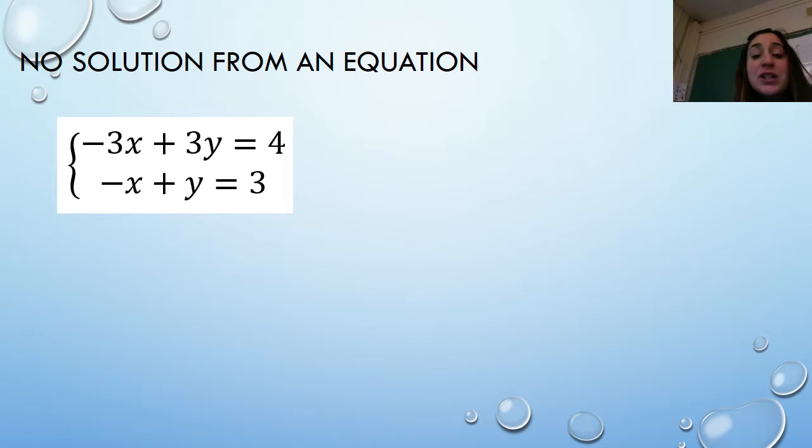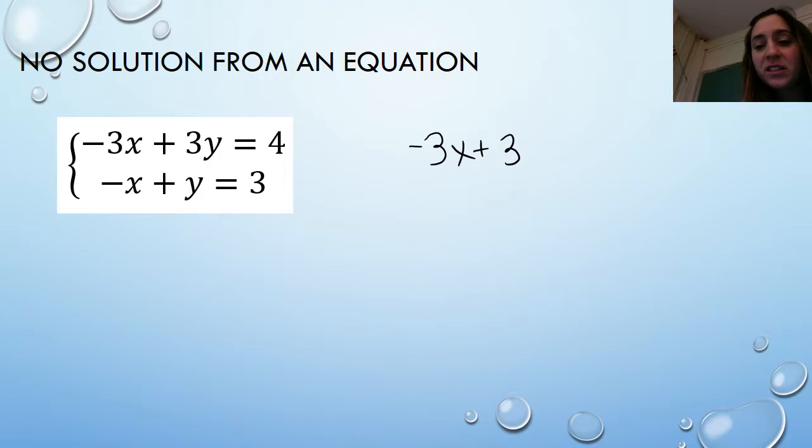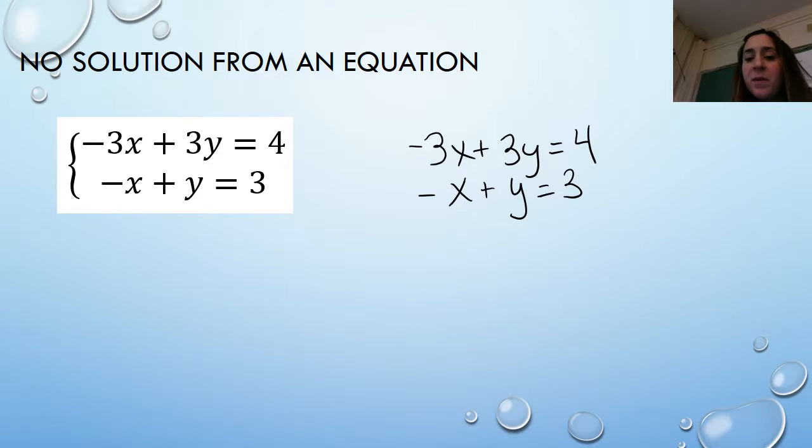Hey guys, so what we're going to do now is we're going to solve no solution from an equation. First thing I'm going to do is I'm going to rewrite both of my equations. And once I rewrite both of my equations, I'm going to use elimination. That means I need to pick which variable I'm going to try to eliminate, the x's or the y's. I'm going to try to eliminate my x's.